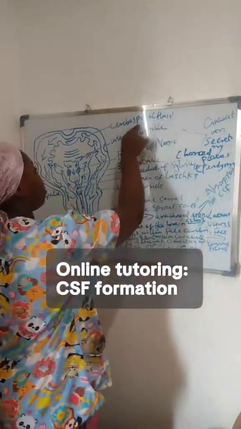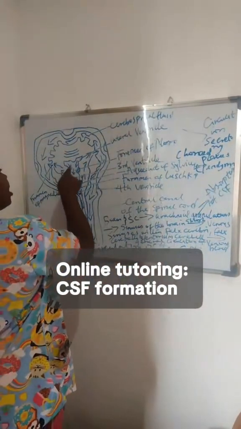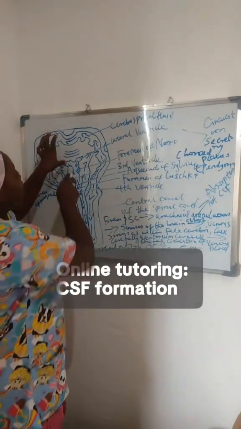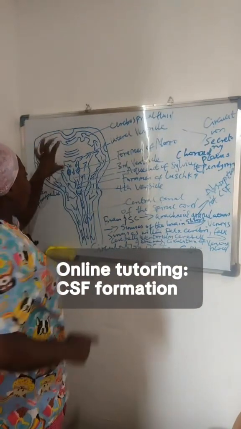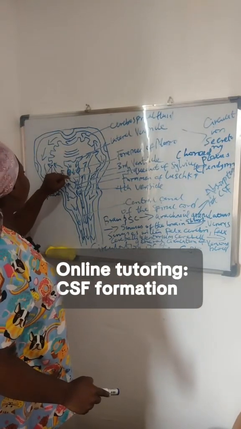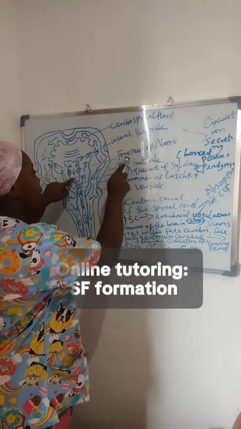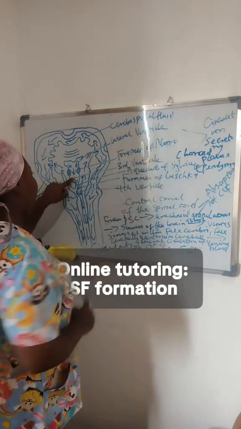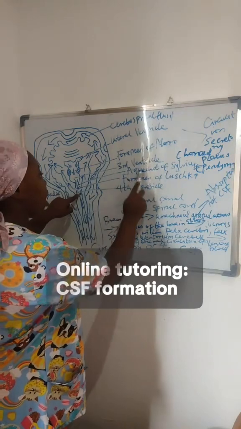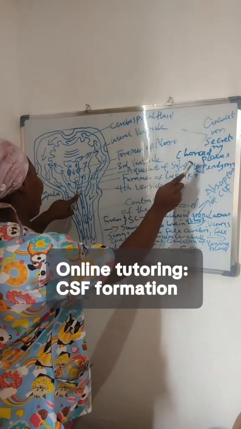Cerebrospinal fluid will now enter the lateral ventricle. Once the lateral ventricle is full, it will move to the third ventricle through the foramen of Monro, and it will then move to the fourth ventricle through the aqueduct of Sylvius, or cerebral aqueduct.